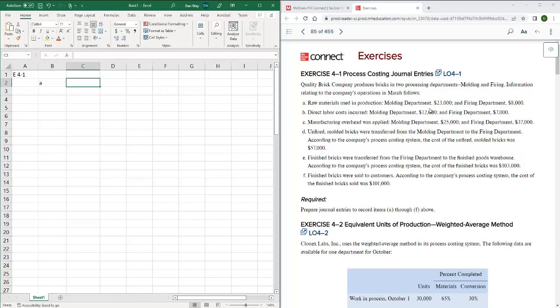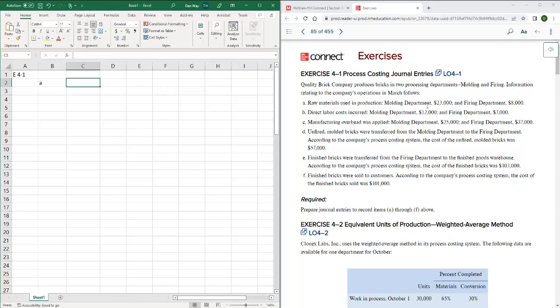Remember, in our job order costing system, we only had one work in process account. And now in our process costing system, we've got a work in process account for every processing department. So that makes the journal entries and the flow of the costs look a little different here. So A said again, raw materials used in production, molding 23,000, firing 8,000.